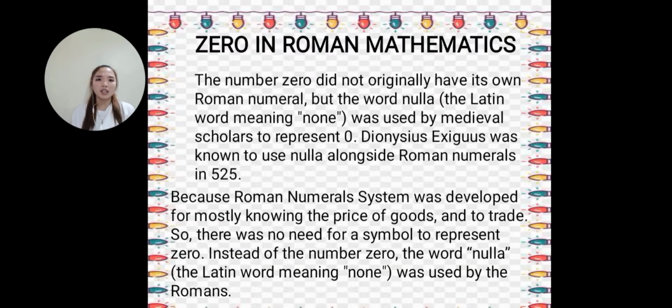Zero in Roman mathematics. The number 0 did not originally have its own Roman numeral, but the word nulla, the Latin word meaning none, was used by medieval scholars to represent 0. Dionysius Exiguus was known to use nulla alongside Roman numerals in 525. Because the Roman numeral system was developed mostly for knowing the price of goods in trade, there was no need for a symbol to represent 0. Instead, the word nulla, the Latin word meaning none, was used.